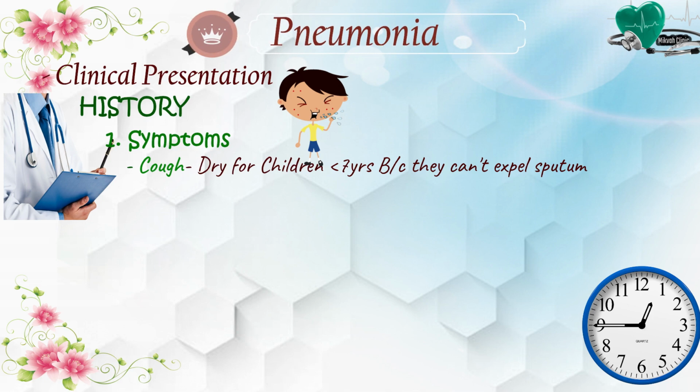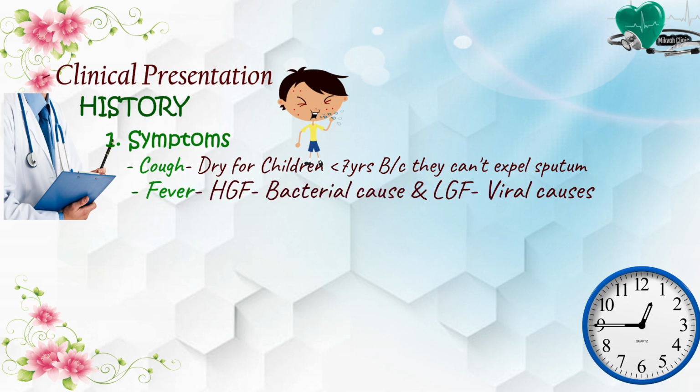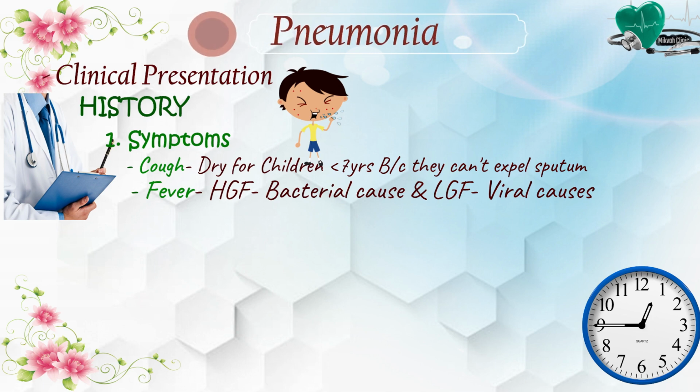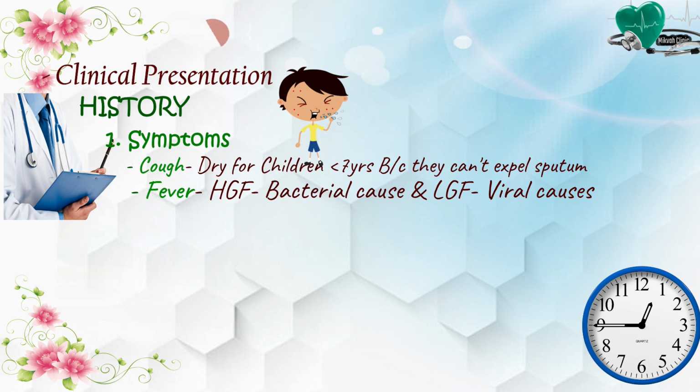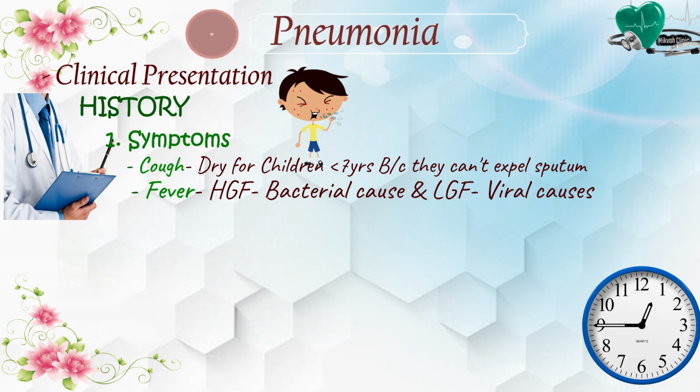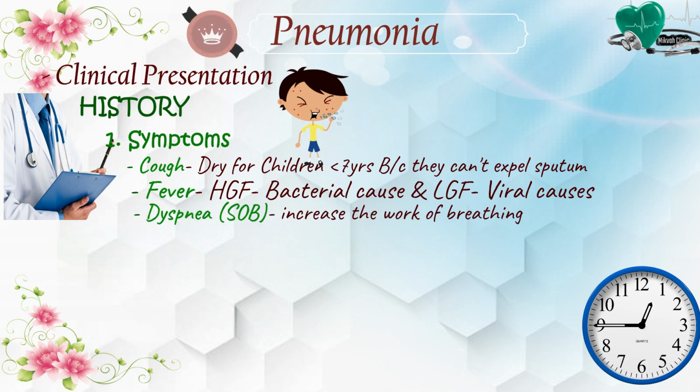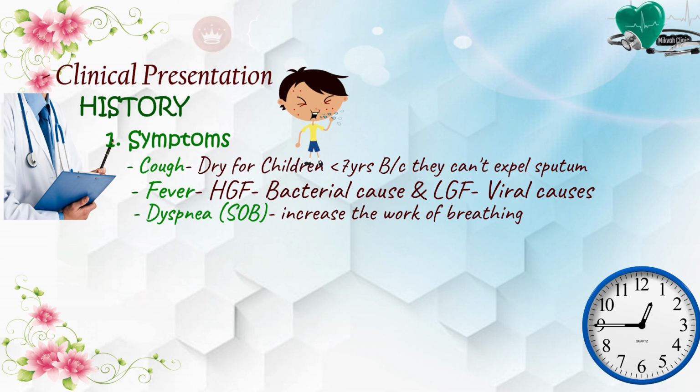So cough is a common presentation. The second one is fever. The fever can be high grade or low grade fever. It's not always true, but usually high grade fever is associated with bacterial pneumonia and low grade fever is associated with viral pneumonia. The third common presentation is dyspnea, or difficulty of breathing, or shortness of breath.